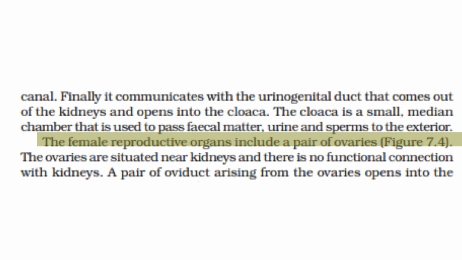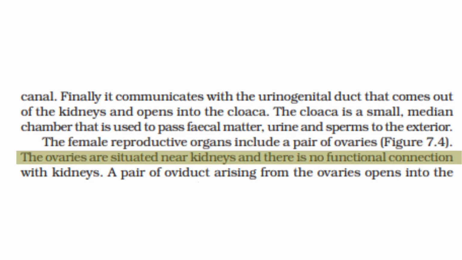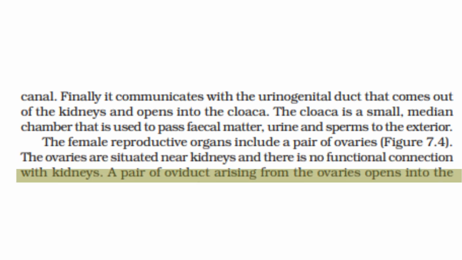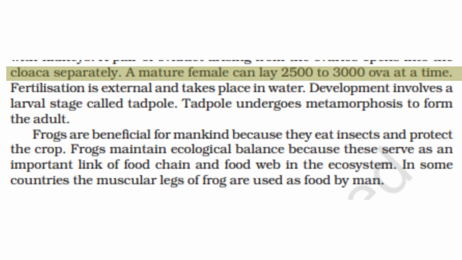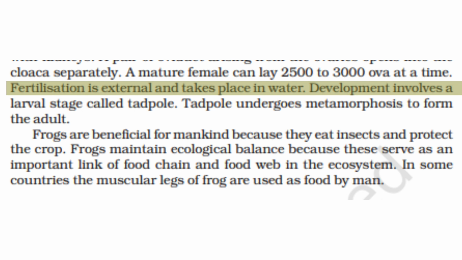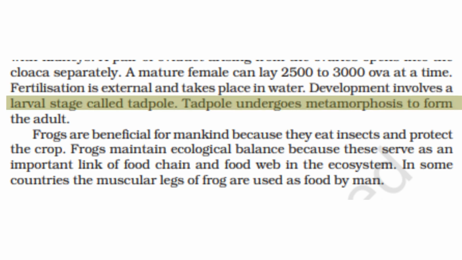The female reproductive organs include a pair of ovaries, figure 7.4. The ovaries are situated near kidneys and there is no functional connection with kidneys. A pair of oviducts arises from the ovaries and opens into the cloaca separately. A mature female can lay 2,500 to 3,000 ova at a time. Fertilization is external and takes place in water. Development involves a larval stage called tadpole. Tadpole undergoes metamorphosis to form the adult.